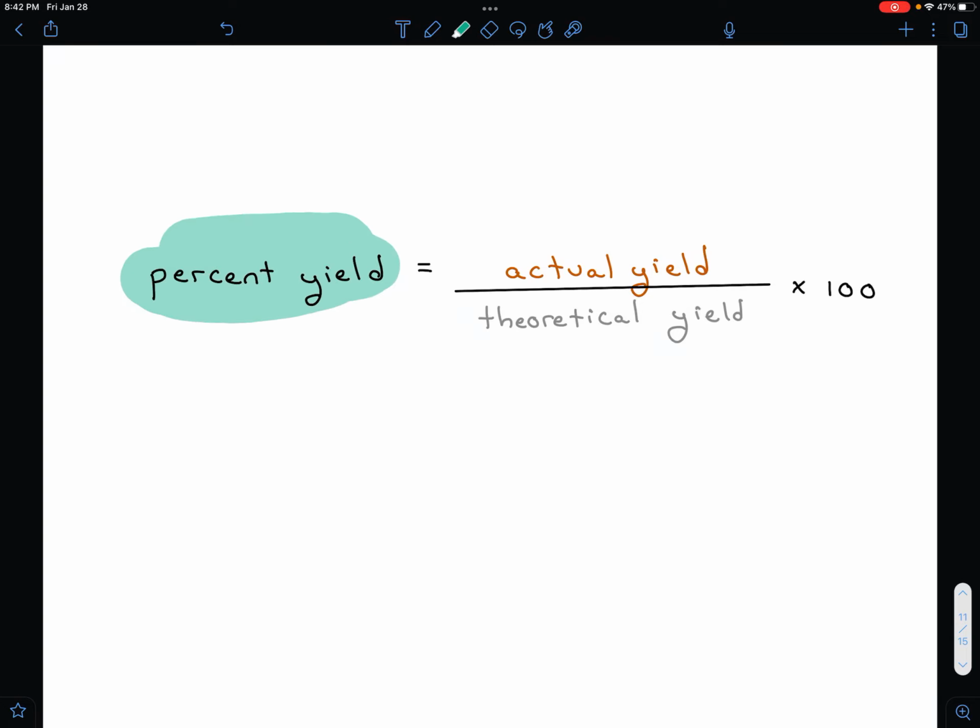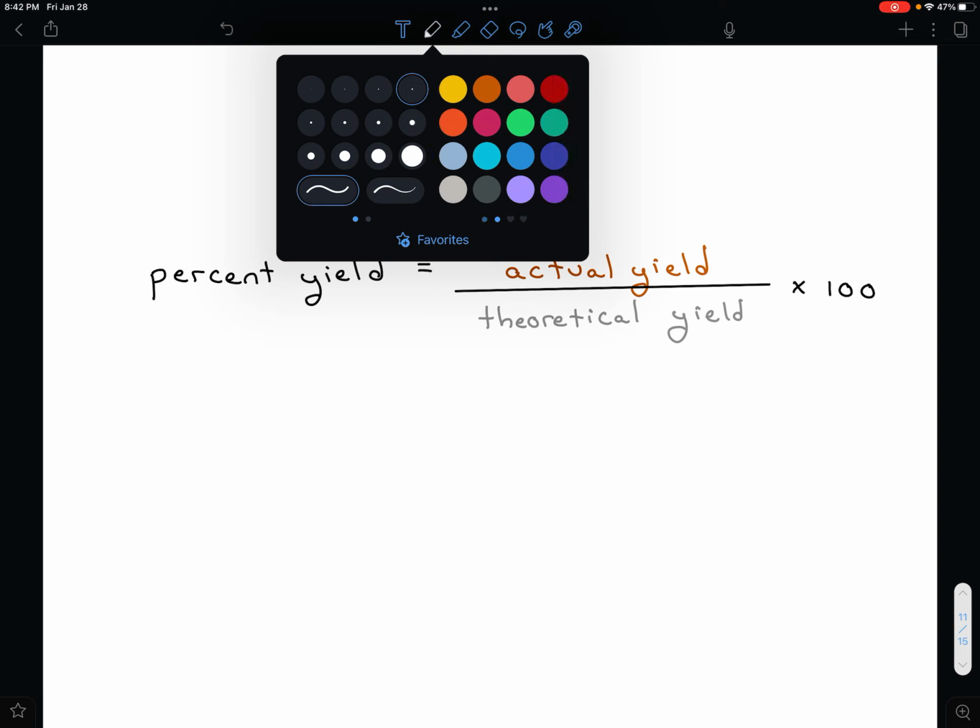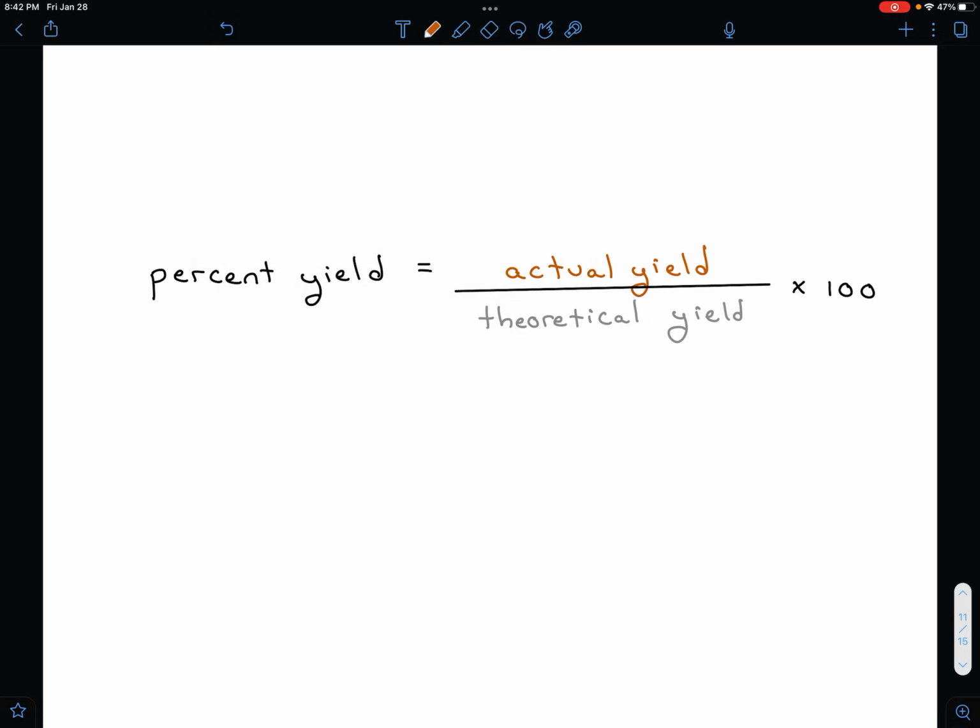Percent yield is a measure of how efficiently you performed your experiment. The formula for percent yield, as you can see, is actual yield divided by theoretical yield times 100. The actual yield is how many grams of your product you measured at the end of your experiment. That's what you actually obtained at the end of your experiment.